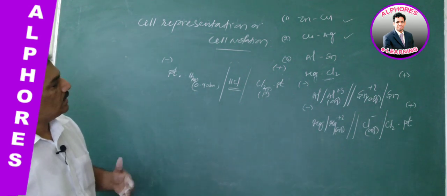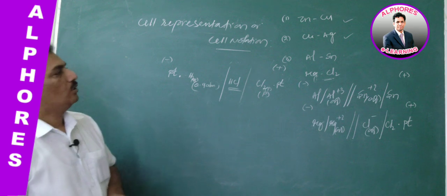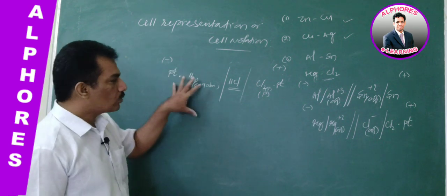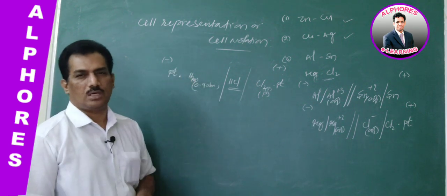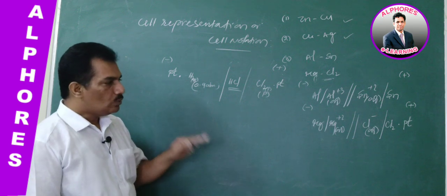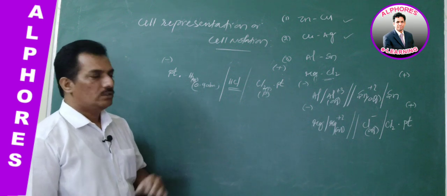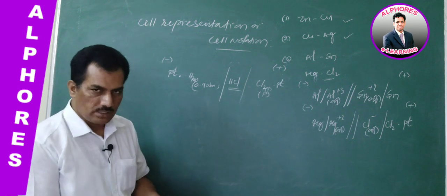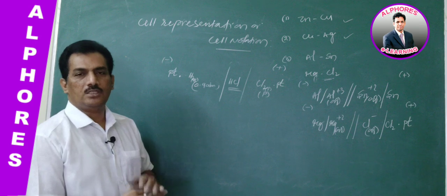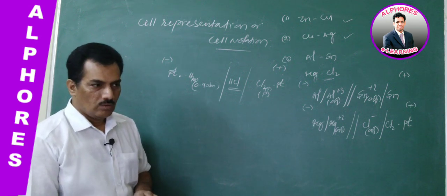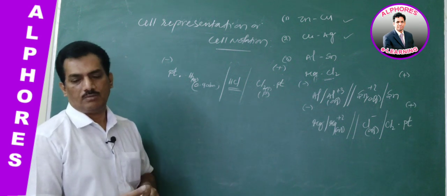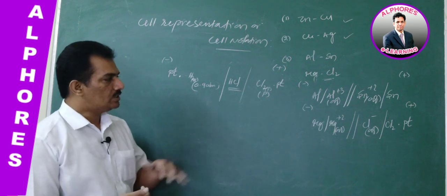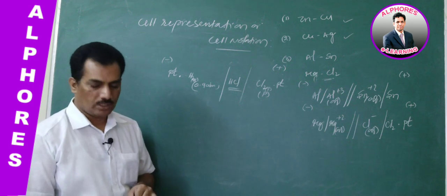And next, in the coming sessions, we will go for what an electrode is, how many types of electrodes exist, and how to use them for the construction of cells. When an electrode behaves as an anode, what is the cell reaction, and when it behaves as a cathode, what will be the half cell reaction. All these will be discussed in coming sessions. Okay, thank you.